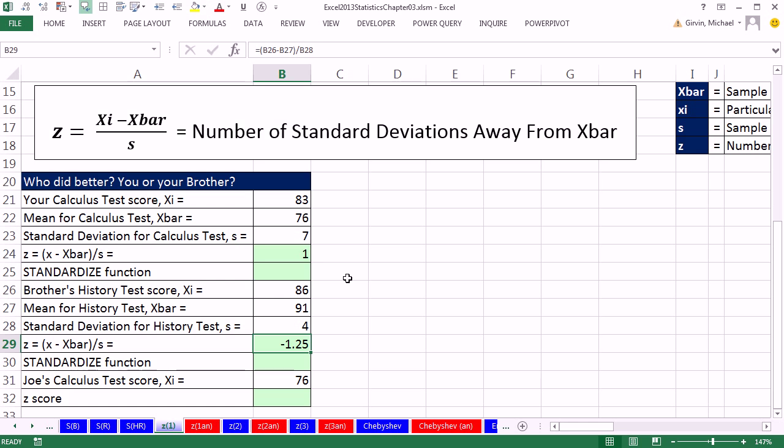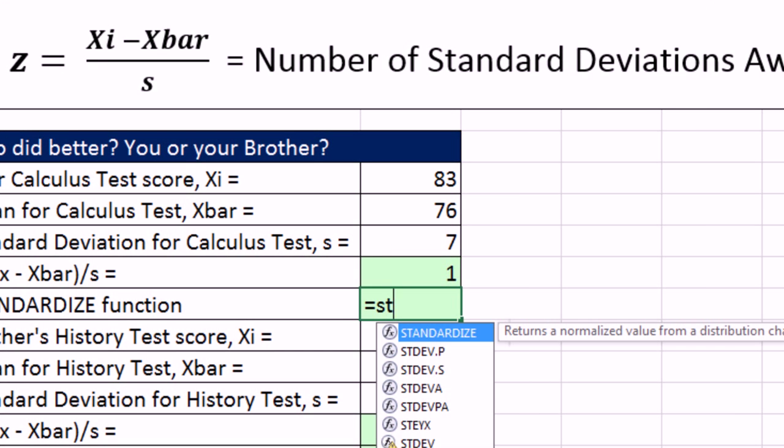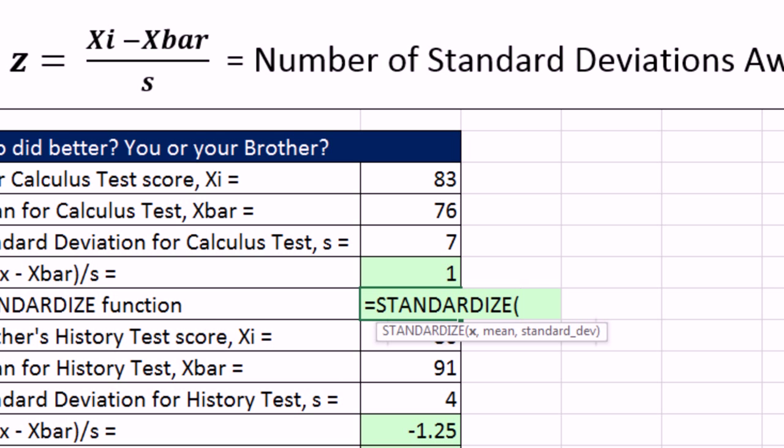Because we've converted the deviation to units of standard deviation, we can now directly compare two different data sets. You're 1 standard deviation above the mean. Your brother's minus 1.25 deviations below the mean. Now, this is also called the standardized value because now we have a standardized value that we can compare. Hey, guess what? Standardize, that means there's a built-in function called STANDARDIZE. It will calculate the Z-score, or number of standard deviations.